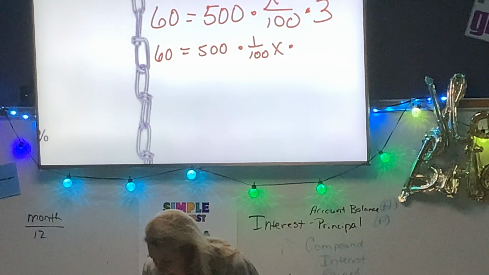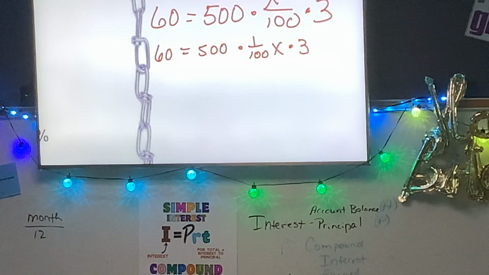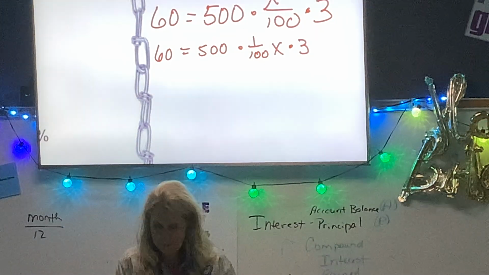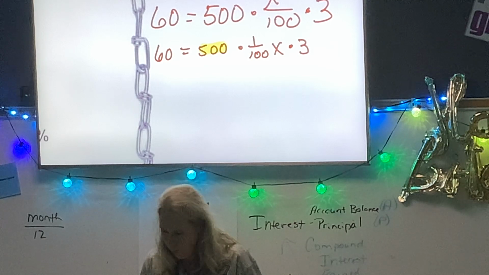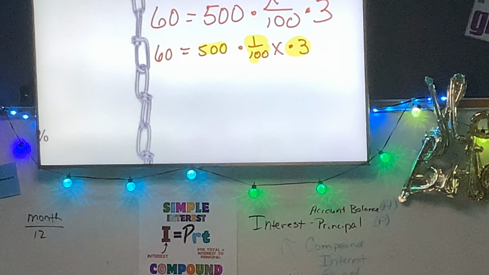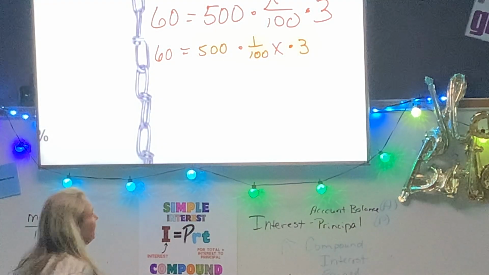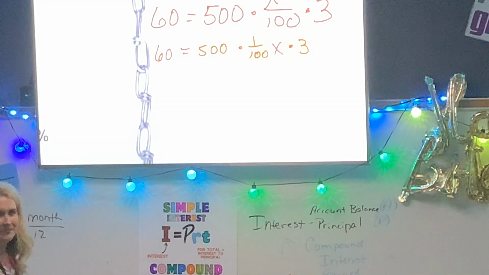I'm throwing the X to the side to make it less stressful. All I did is take the X and throw it to the side. Now you're going to take what you can take, and I'm going to highlight mine. You don't have to highlight yours. I'm going to take what I can on the right-hand side and put it in my calculator. 500 times 1 over 100 times 3. I was doing it in my head, sorry.